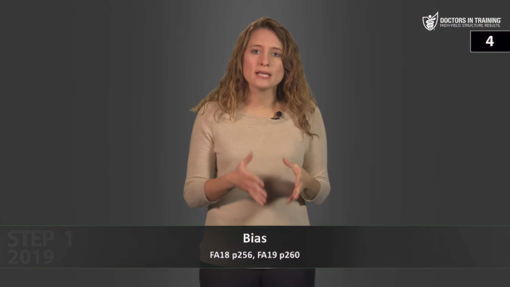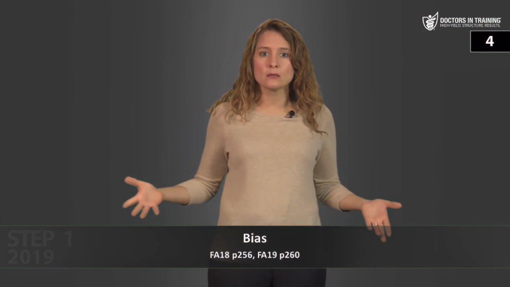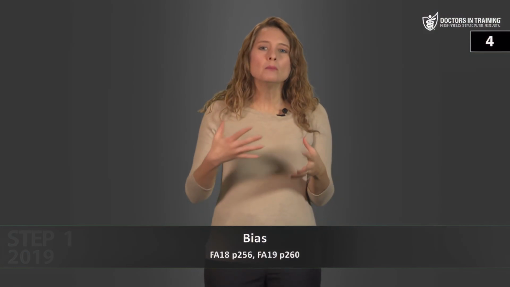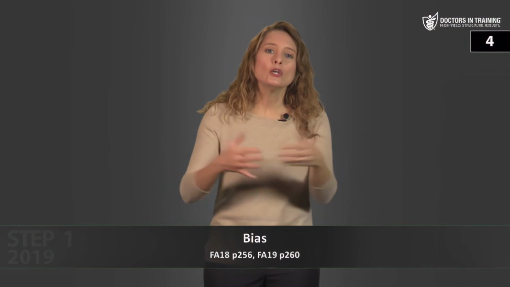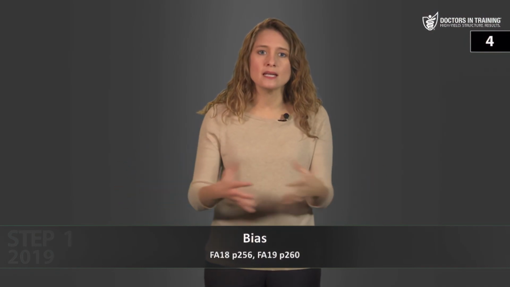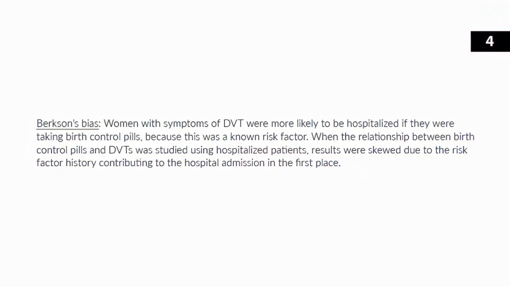There's Berkson's bias, also known as hospital patient bias. Berkson's bias results from using hospital patients rather than patients in the community as study participants. Because patients are hospitalized based on their exposure history, using hospitalized patients in a study can give skewed findings. The classic example was with DVT and birth control pills.